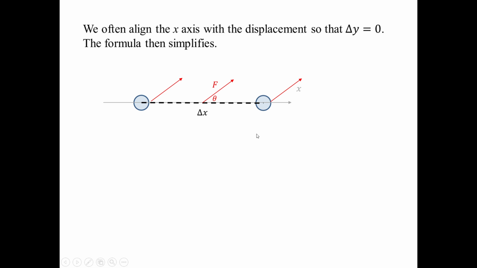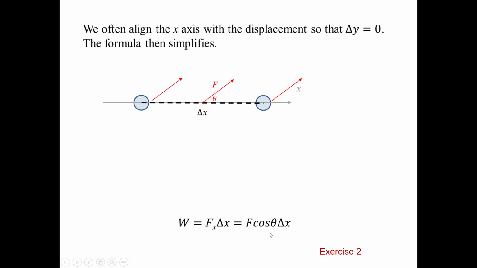And in this case, we can use that formula. The work is equal to Fx times delta x. Delta x just represents how far we've moved in this direction, and Fx represents the component of the force along that direction of motion. So we need the horizontal component of this force. That's just F times cosine of theta. So F times cosine of theta times delta x is one particular way you might calculate the work if you know that angle, theta.